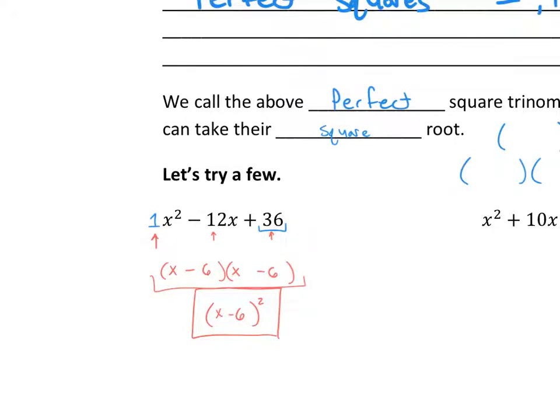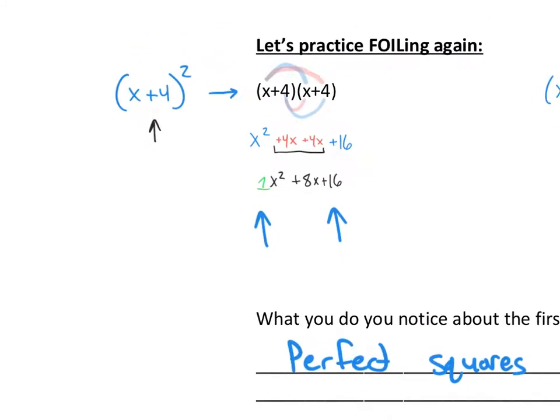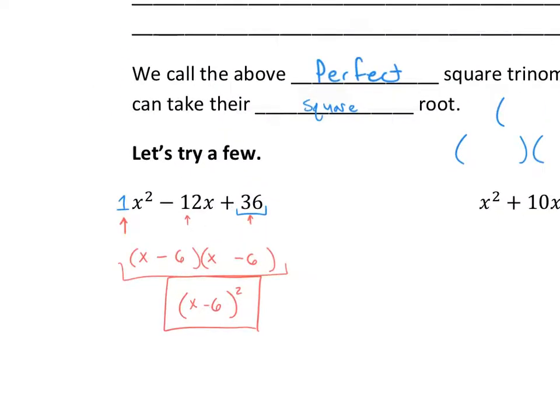So, as mentioned at the start of this video, all we're doing is working backwards. On the first part of this chapter, you would have started with this. I would have said FOIL it, and you would have gotten that answer. Now, I'm giving you the answer, and you have to factor it back to its original template.